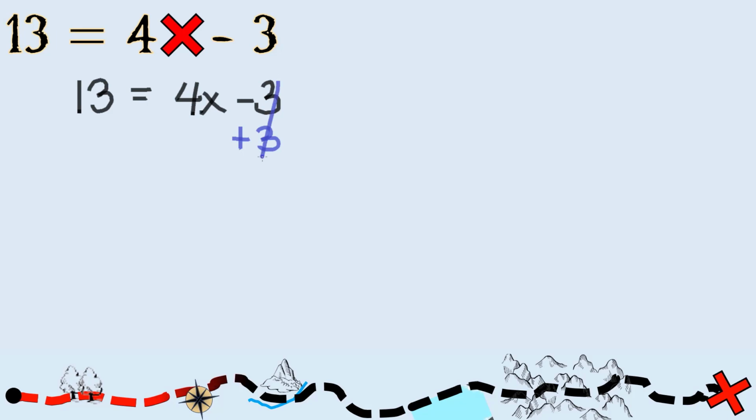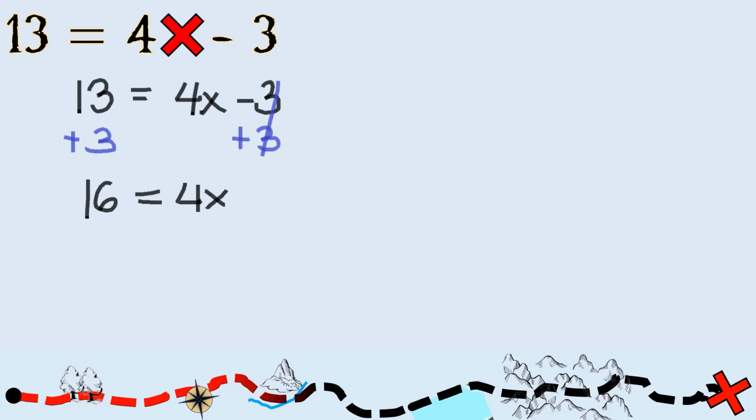But properties of equality always remind us that what you did here, you also do on the other side, in this case the left-hand side. This would mean the left-hand side would become 13 plus 3, which is 16, and your right-hand side will just be equal to 4x, because the minus 3 is now removed.